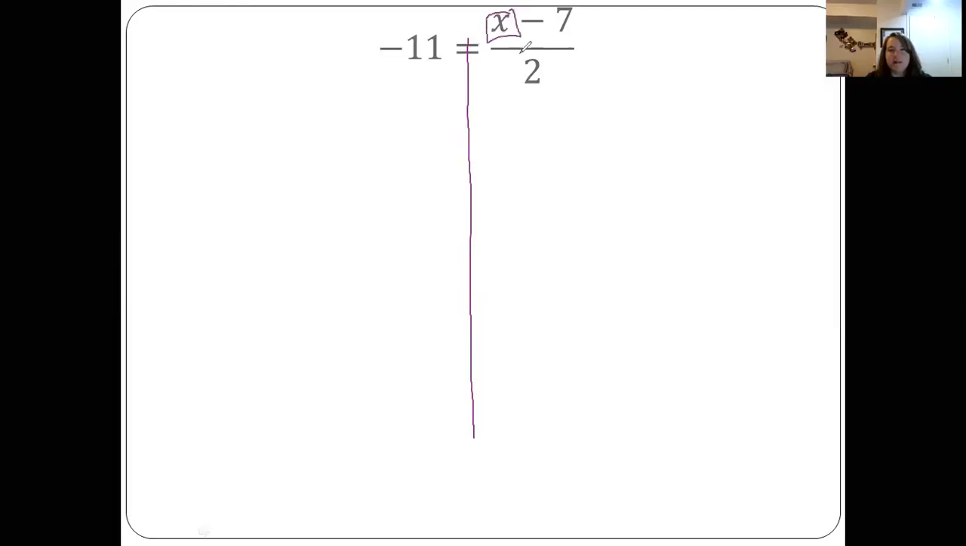Identify where x is. This time I'm going to look at this differently. (x - 7)/2 equals negative 11. The whole phrase on the top is divided by 2. So I can actually multiply by 2 to both sides to cancel that 2 out and get negative 22 on the left. And now I just have x - 7. Now I have a one-step equation.